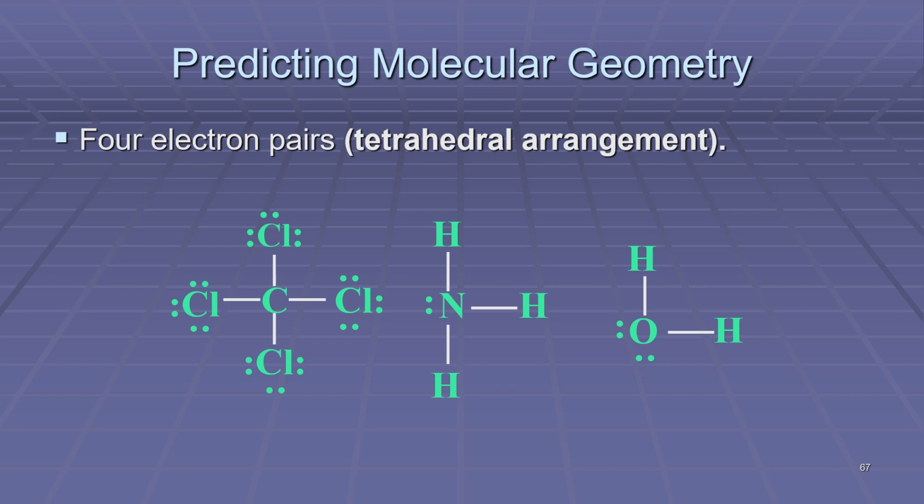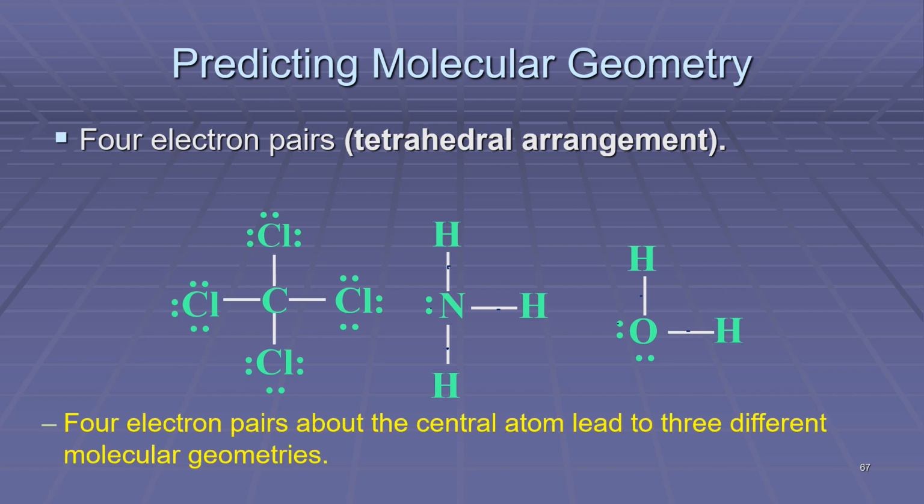So you can see the first one, the carbon has 4 bonds. So that's considered tetrahedral. The nitrogen has 3 bonds and 1 unshared pair. So again, it has 4 electron domains, so again, tetrahedral. And then the oxygen has 2 bonds and 2 unshared pairs. So again, tetrahedral. So all 3 of these have the tetrahedral electron pair arrangement. However, they have different molecular geometries, and I'll draw them in a second.